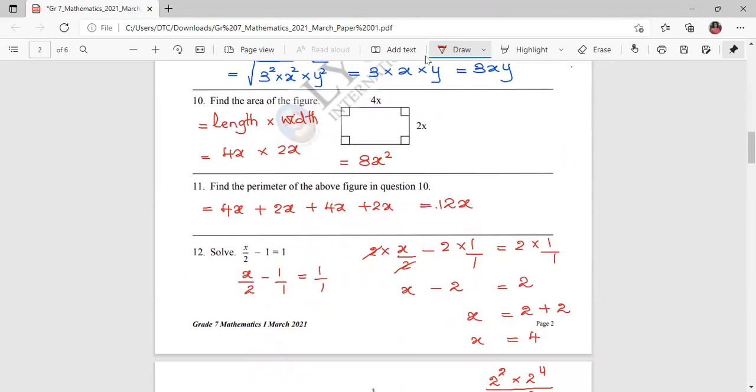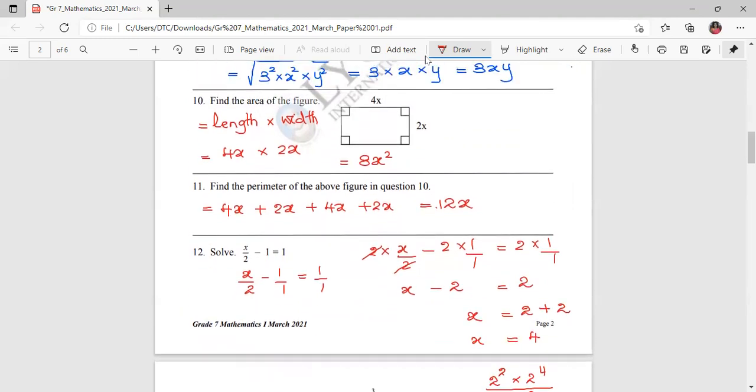Question number 10, you want to find the area of this rectangle. They have not mentioned anything about the units. But to find the area, I want to multiply length and width together. Therefore, I multiply 4x and 2x together. It gave me 8x squared.